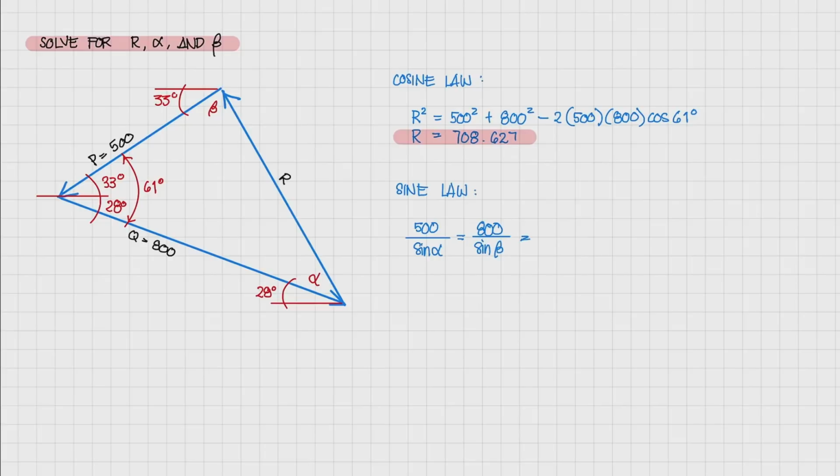And then lastly, we have R, which is 708.627 all over sine 61 degrees. So from this, we can now solve for alpha and beta. We could do this using shift solve. And our alpha from this one should be equal to 38 degrees point 106. And then our beta would be equal to 80.894 degrees. So there you go.